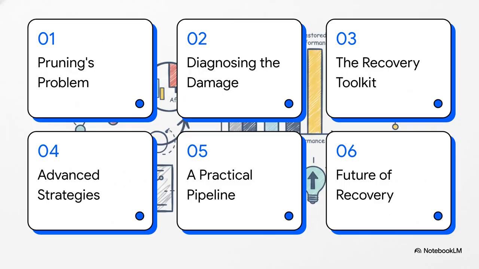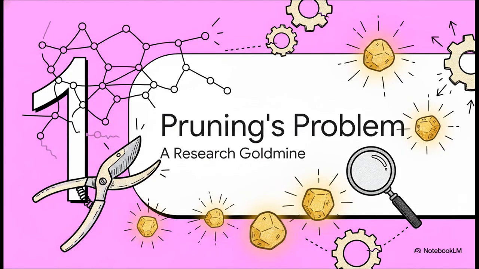So the big question becomes, how can we get all of those amazing benefits without the devastating performance hit? To figure that out, here's the game plan for our explainer. First, we'll really dig into the performance problem itself. Then, we're going to play detective and diagnose what's actually breaking inside the model. After that, we'll open up the recovery toolkit, check out some advanced strategies, lay out a super practical, step-by-step pipeline you can actually use, and finally, we'll take a peek at what the future holds for this whole field.